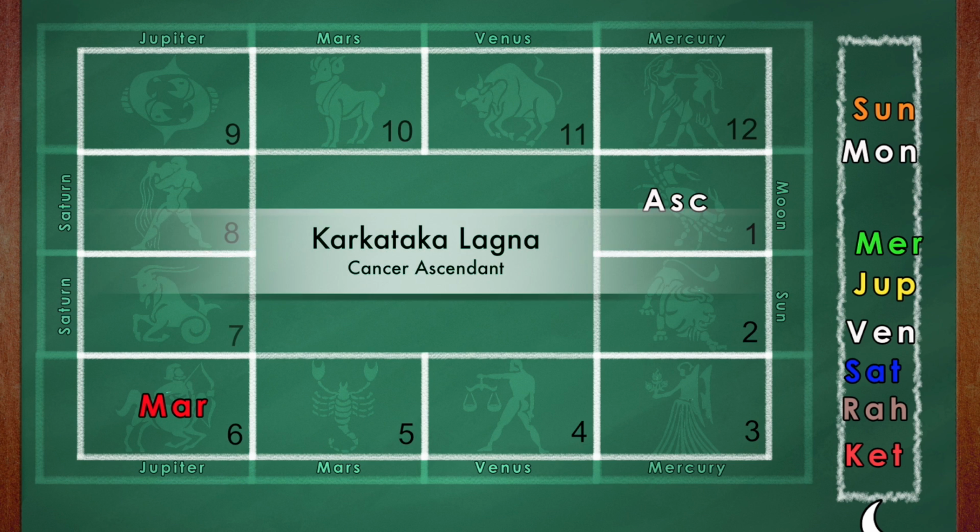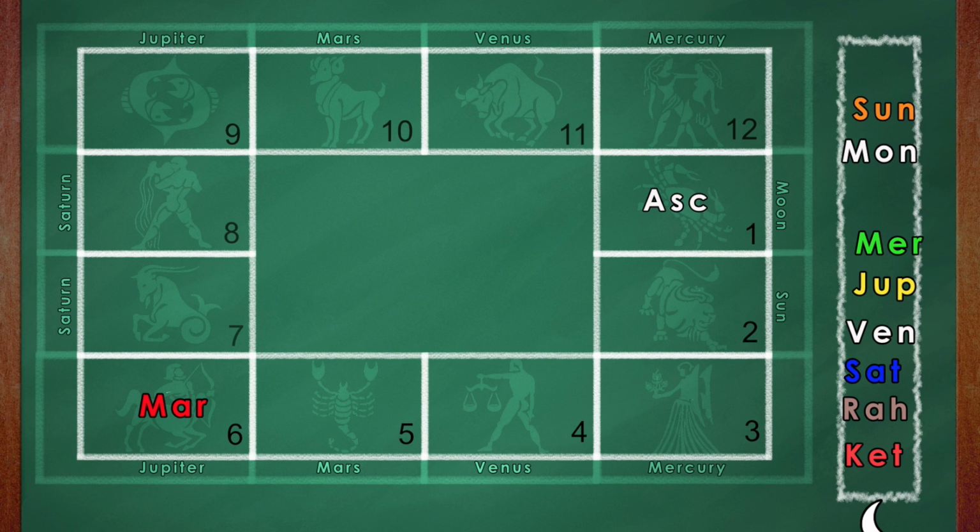This is Karkataka Lagna, Cancer Ascendant, and Mars in the 6th house happens to be also in the sign of Jupiter. And Jupiter and Mars, they get along well, and the good side of Mars will manifest in your life because Mars is happy to be in this place.